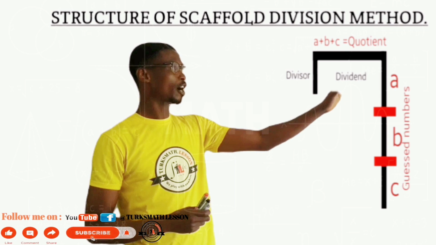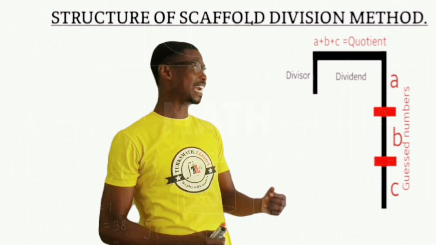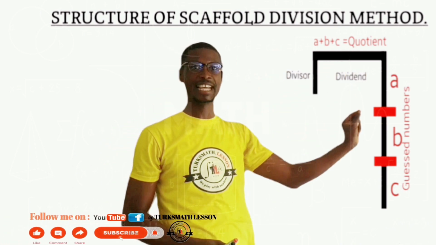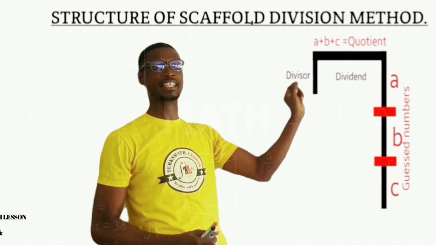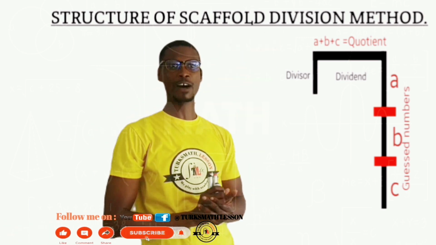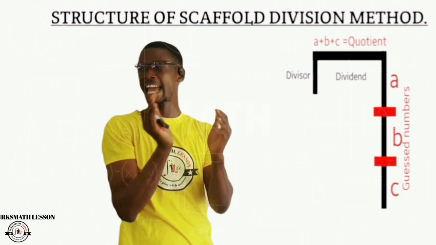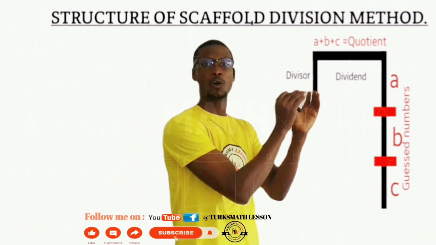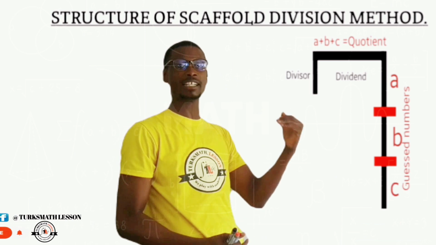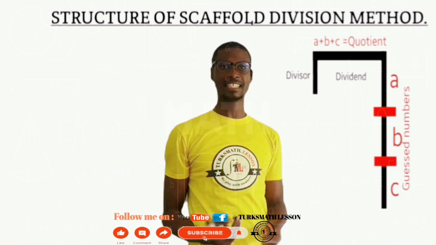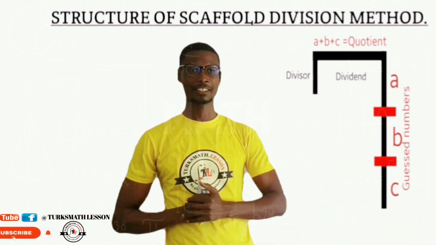So from the slide, you can see that inside the structure we have the dividend. Then at the left side of the structure, we have the divisor. And at the top of it, we have the quotient. At the top, we see A, B, C. You put the ABC together to give us the quotient. Then at the side of it, we have guess numbers. So in the scaffold division method, we use guess numbers, and the numbers that you guess are written at the back of the structure.